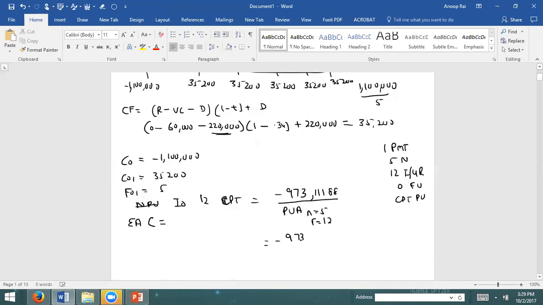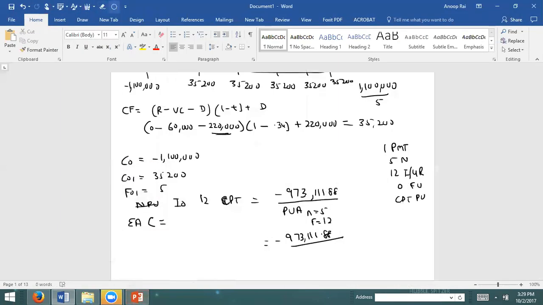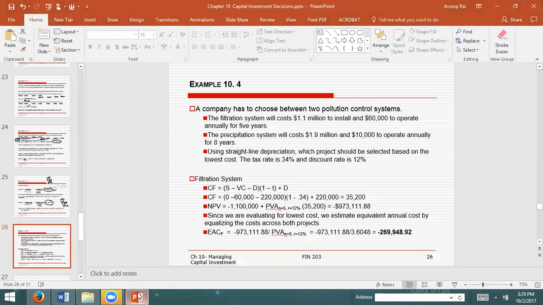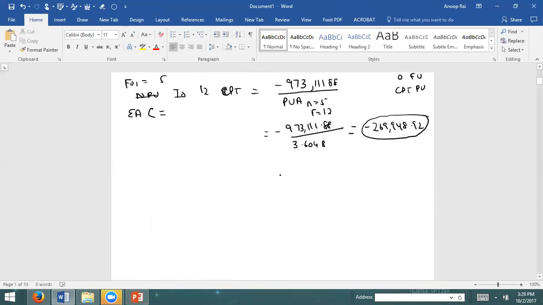negative 973,111.88 divided by 3.6048. That means on an annualized cost, it'll be 269,948.92. So over the 5-year period, assuming it's replaced infinitely, my annual cost on this machine is negative 269,948. What about the next project?